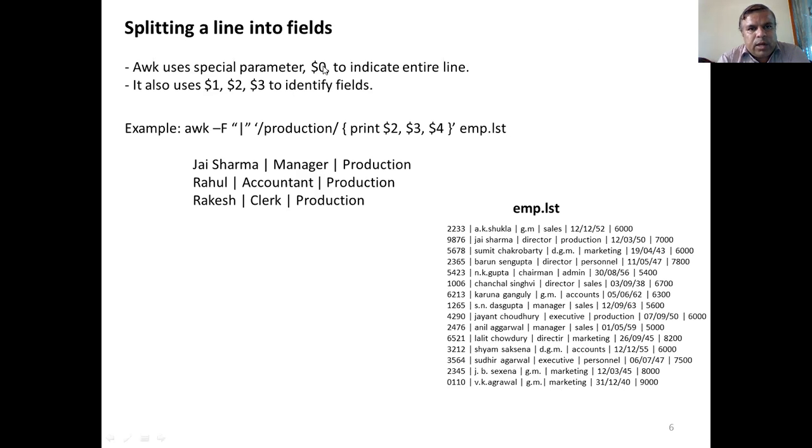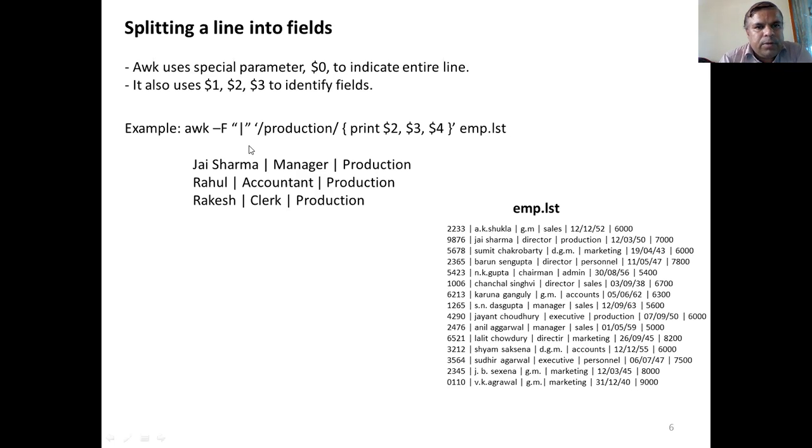Okay, and this special parameter $0 contains the entire line. It also uses the special parameters $1, $2, $3 to identify the fields. So the first field is $1, the second field is $2, the third field is $3, and so on. Each field is separated by the vertical bar.